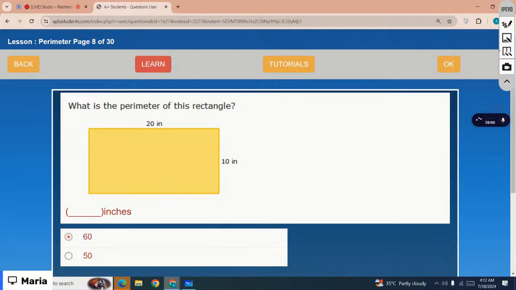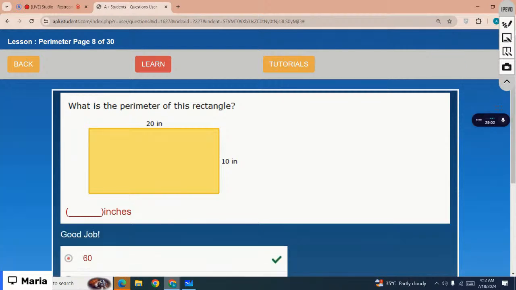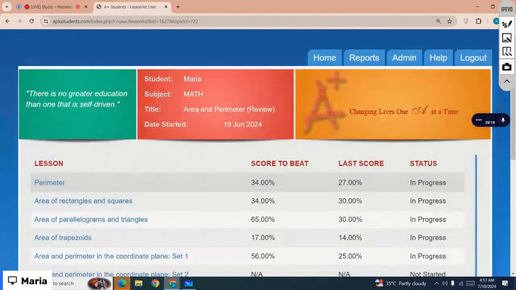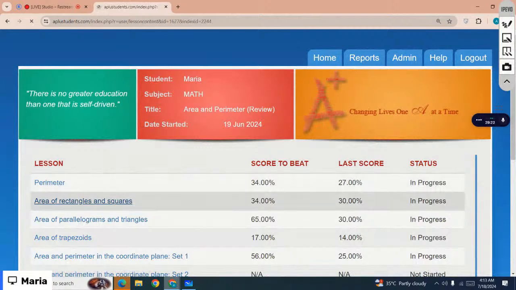That is 60, right? Okay, you can complete the lesson by yourself later today. Let me just move on to the next lesson. That is area of triangles and squares. Let's just start with the next lesson.